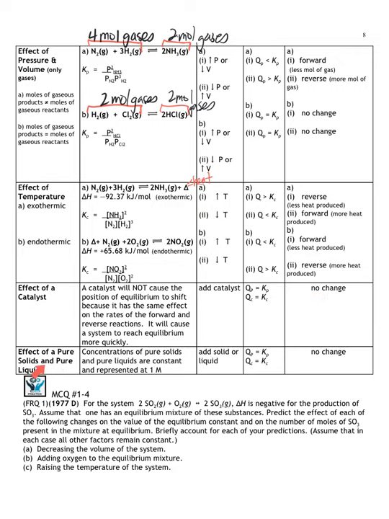Adding a pure solid or a pure liquid, since pure liquids and pure solids have a concentration of 1, is not going to impact the equilibrium at all. So the stress of adding pure liquids or pure solids, you're going to see no change to the equilibrium system. No compensation needed in order to reach equilibrium.